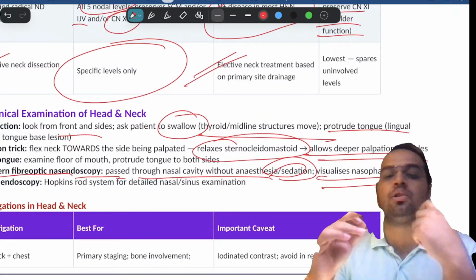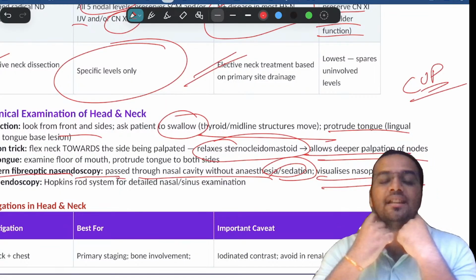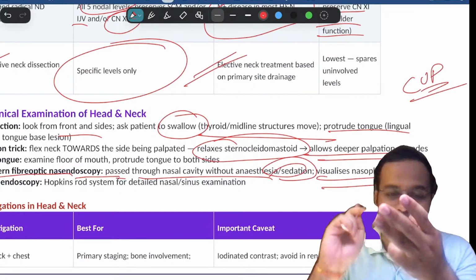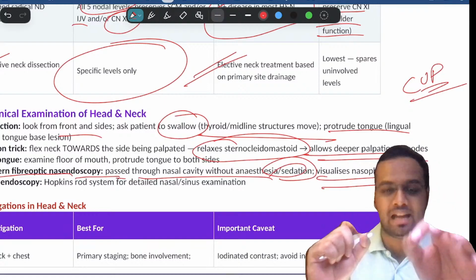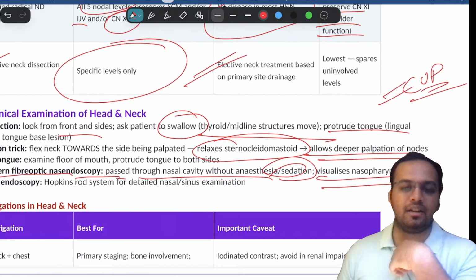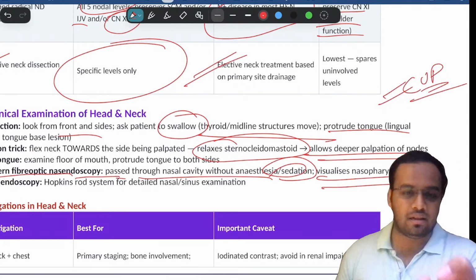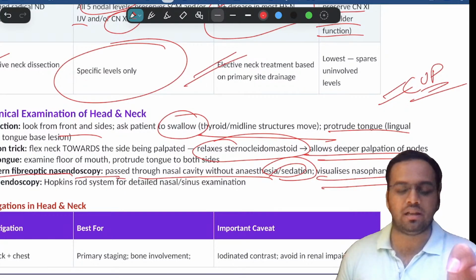So before concluding a CUP, what is called a carcinoma of unknown primary, where you are seeing a lymph node positive for malignancy and you cannot find the primary, before labeling it as a CUP, always go for a nasal and an oral endoscopy. That is called a triple endoscopy: esophagoscopy, laryngoscopy and nasoendoscopy.